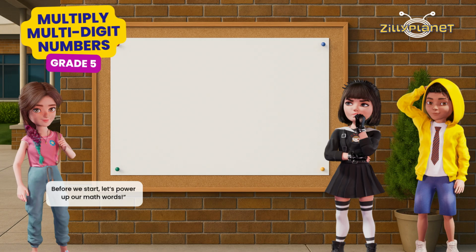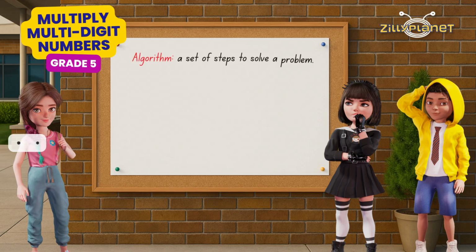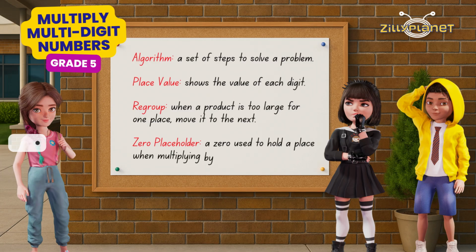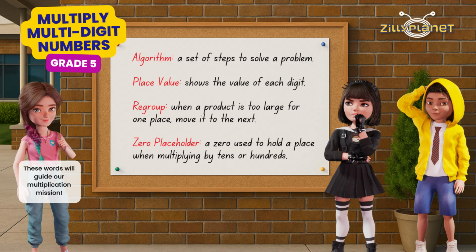Before we start, let's power up our math words. Algorithm, a set of steps to solve a problem. Place value, shows the value of each digit. Regroup, when a product is too large for one place, move it to the next. Zero placeholder, a zero used to hold a place when multiplying by tens or hundreds. These words will guide our multiplication mission.